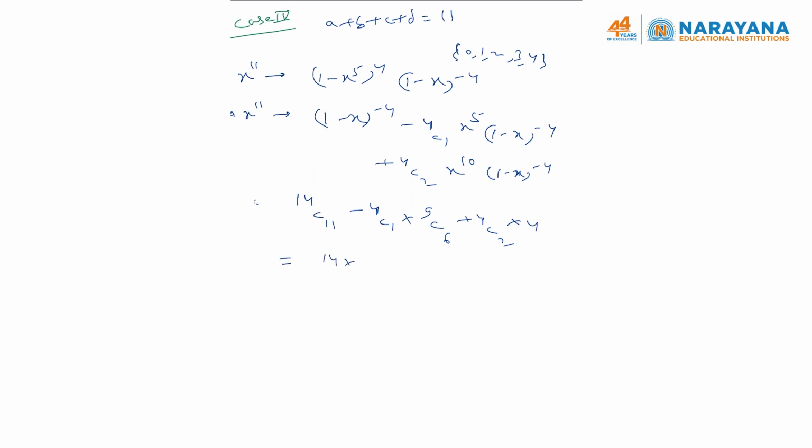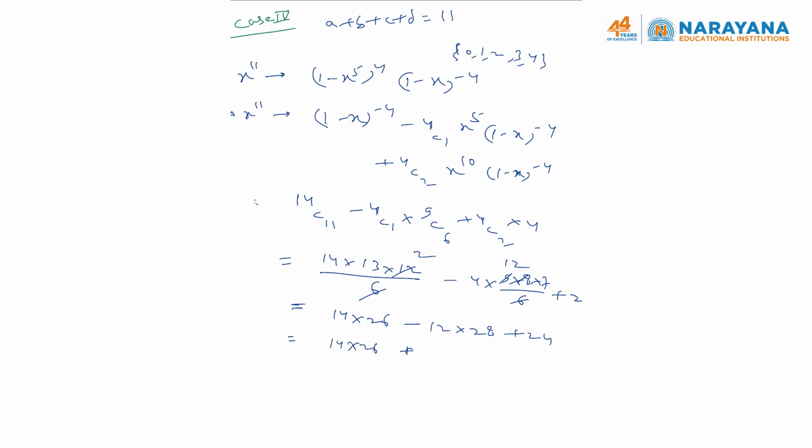So 14c11 is 14c3, so 14 into 13 into 12 divided by 6 minus 4 into 9c3, that is 9 into 8 into 7 divided by 6, and that is 24. So this is equal to, so we can cancel 72 by 6, that is 12. So we are getting as 14 into 26 minus 12 into 28 plus 24.